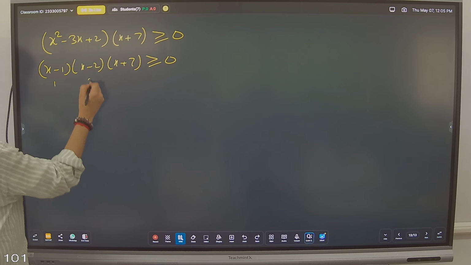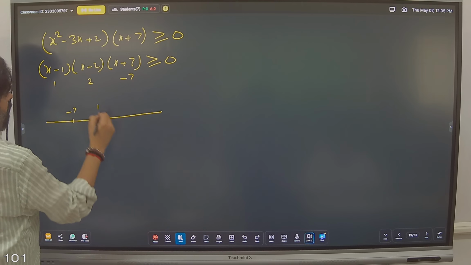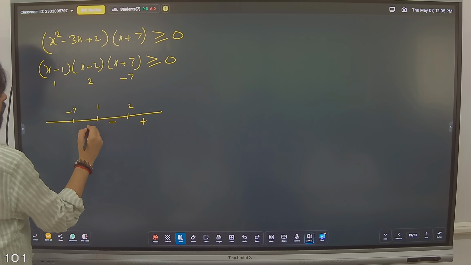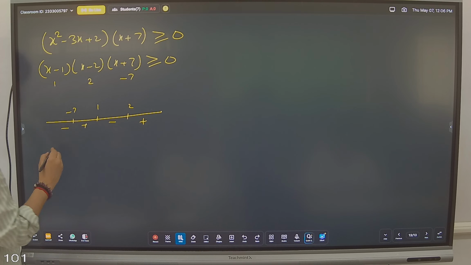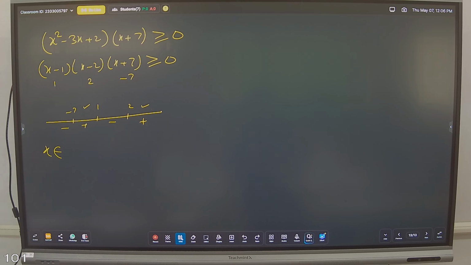Find the critical points, plot them: positive, negative, positive, negative. What is the answer? x is an element of where to where? Which will we select? Positive, no? So this one and this one. So what is the answer you're going to do? Stop writing. Minus 7 to 1.